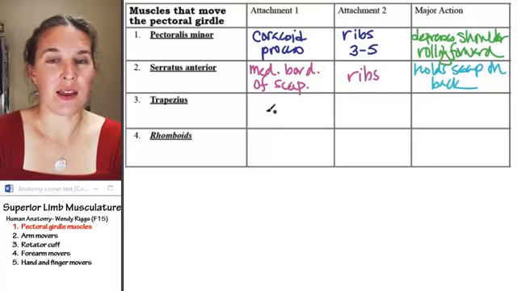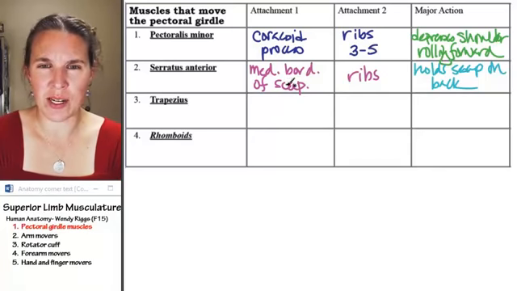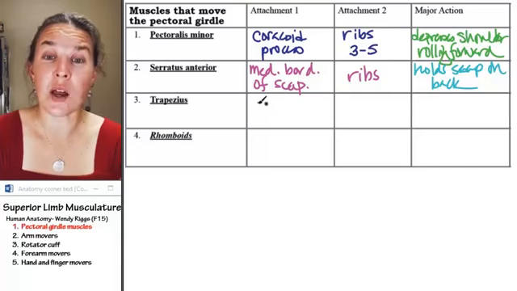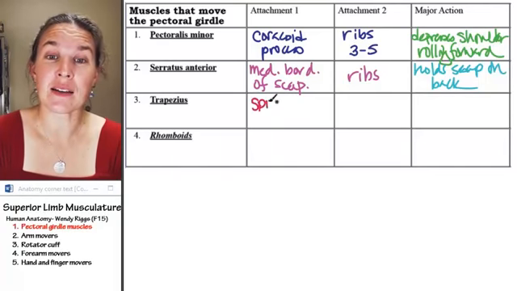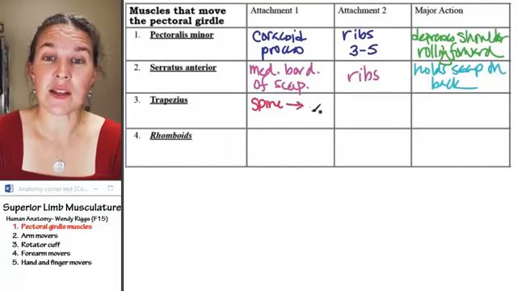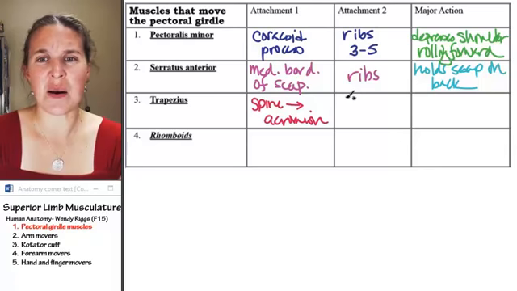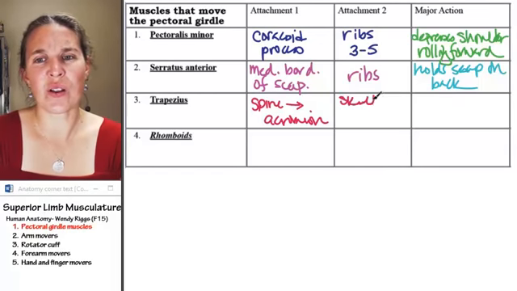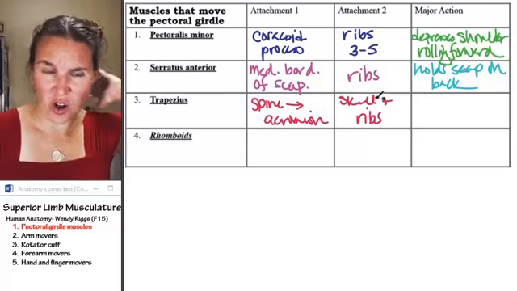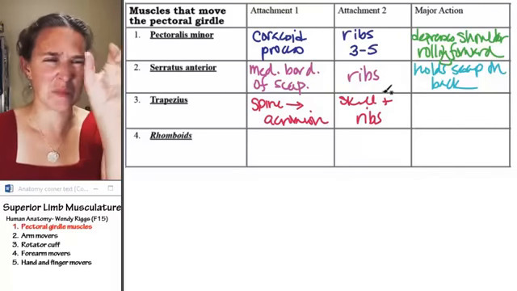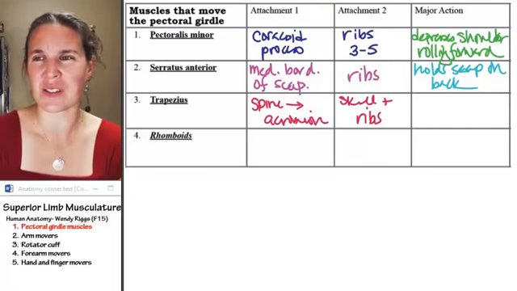Attachment number 1. I can never remember which one it is. So let's do spine of scapula to acromion. Does that work for you? And then let's do skull and ribs. Like we're attaching all the way down. And we've even got some ligaments in there that we'll call those attaching.